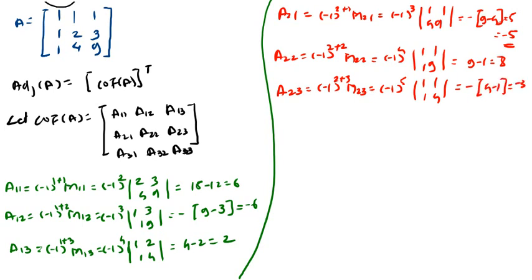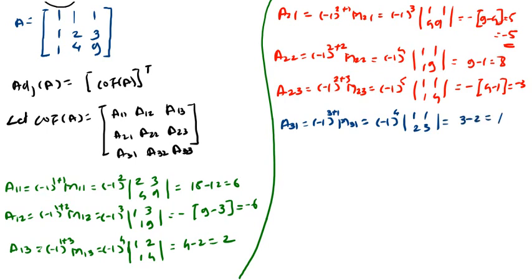Now the next element is A31, which is (-1)^(3+1) M31, which will be (-1)^4 into determinant M31. So that will be the minor of this element. So hide this row, this column. So what remains? 1 1 2 3. So this will be 3 minus 2, which is equal to 1.